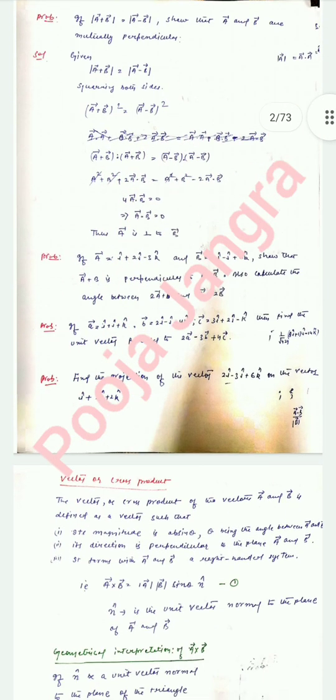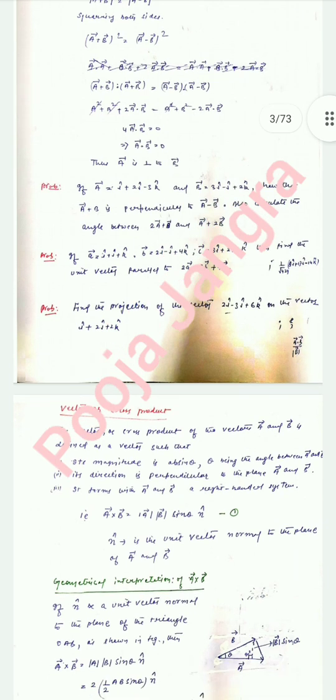The next problem is, find the projection of the vector 2i minus 3j plus 6k on the vector i plus 2j plus 2k. Okay, so do it at home.